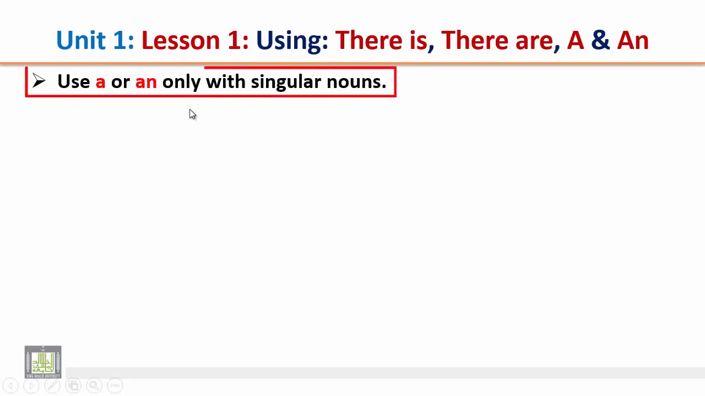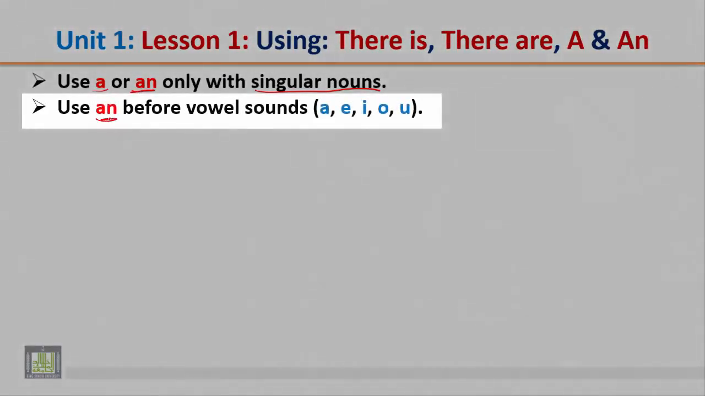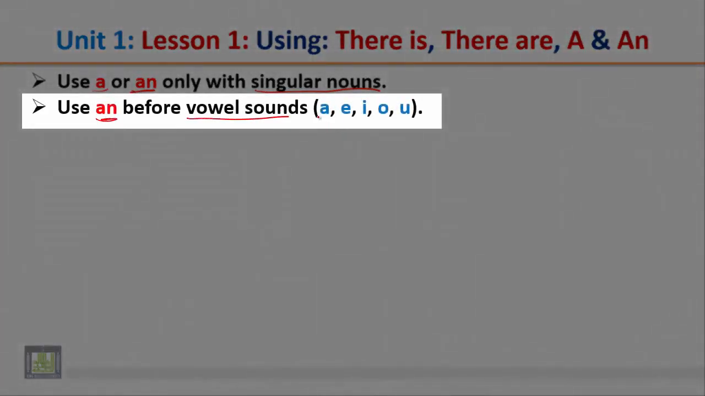Now, use a or an with singular nouns. We use these two articles with singular nouns. Use an before vowel sounds. These are vowel sounds.